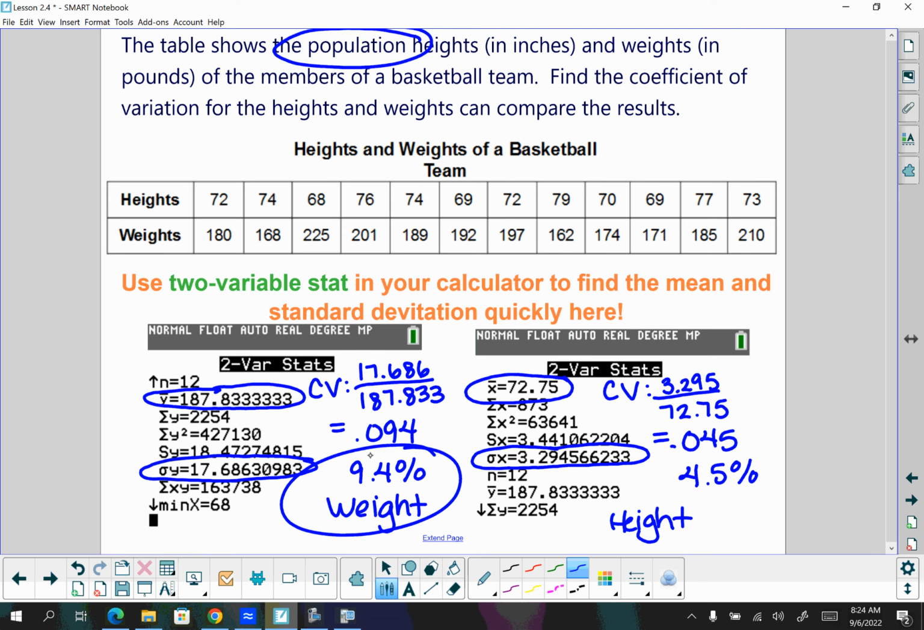Okay, again, none of the math we're doing is hard here. It's just knowing what to use when and how to interpret the answers that we're getting. Okay, what questions do you have on standard deviation? All right, this is by far the hardest section of the whole chapter, so we're done.